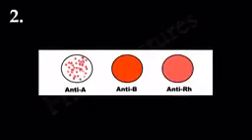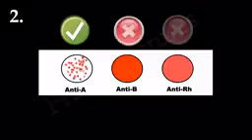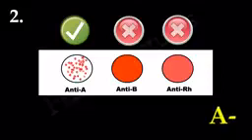Here, agglutination is observed only in anti-A circle. This means antigen A is present on RBCs. No agglutination in anti-B and anti-RH circle. So, B antigen and RH antigen are absent. Therefore, blood group will be A negative. Recall that minus sign indicates that RH antigen is absent.